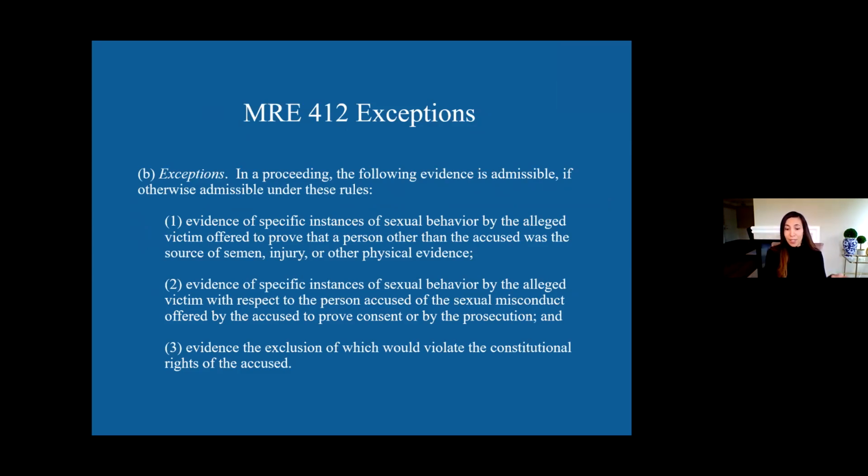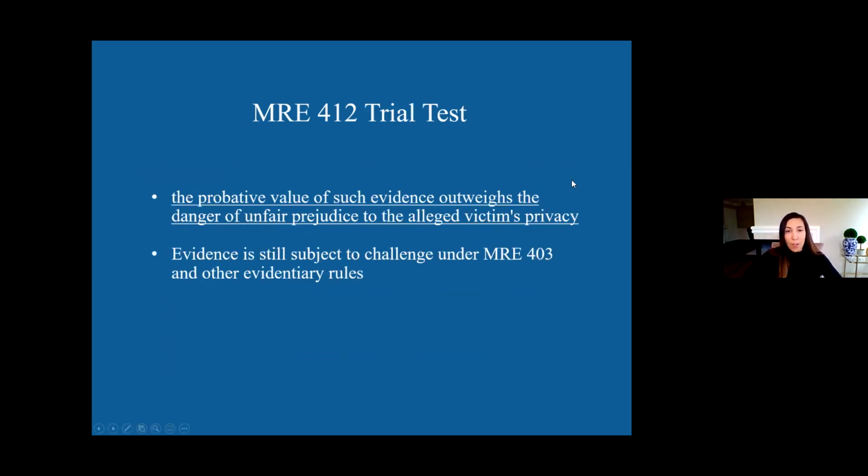The second exception is evidence of sexual behavior by the victim with respect to the accused, offered by the accused to prove the victim consented or offered by the prosecution. And lastly, the third and one of the most enumerated exceptions is the constitutional exception, which specifically states evidence the exclusion of which would violate the rights of the accused. So this next slide shows us the MRE 412 trial test.